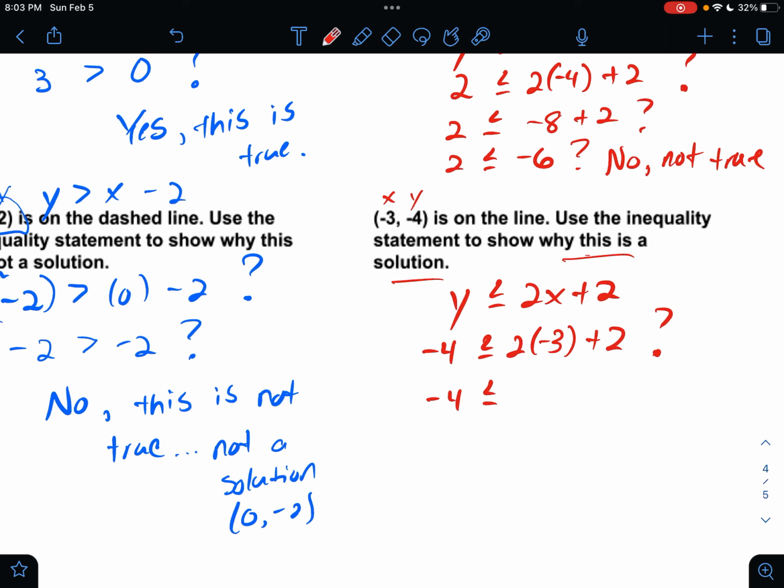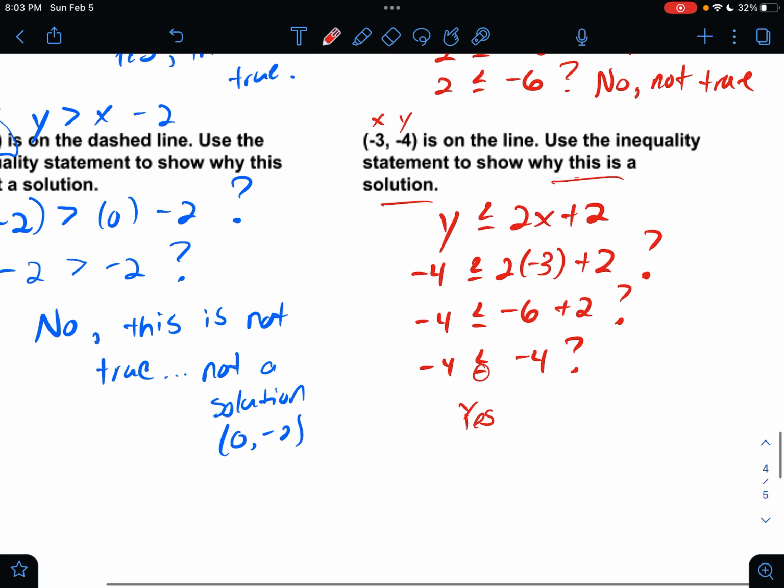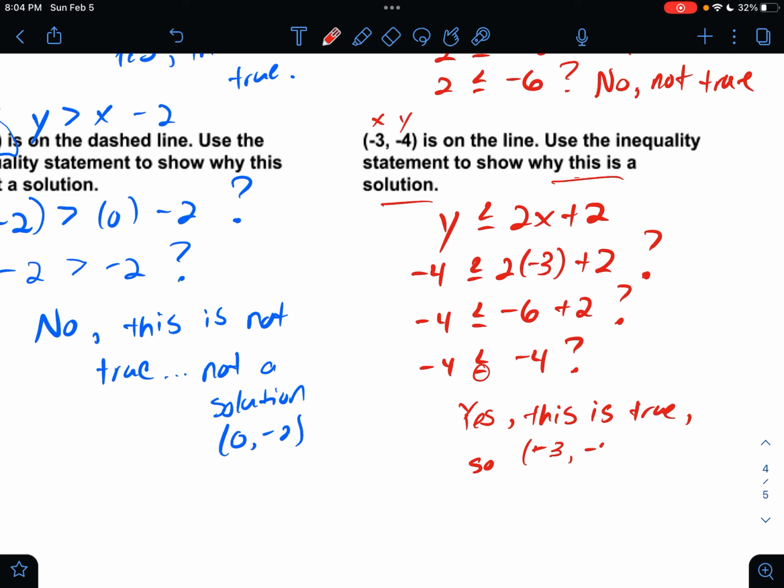Let's simplify. 2 times negative 3 is negative 6. So is negative 4 less than or equal to negative 6 plus 2? All right, negative 6 plus 2 is negative 4. Is negative 4 less than or equal to negative 4? Yes, it is equal to negative 4, so that is true. So (negative 3, negative 4) is a solution.